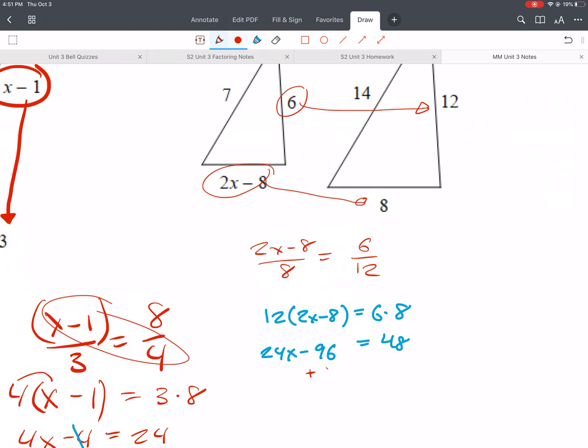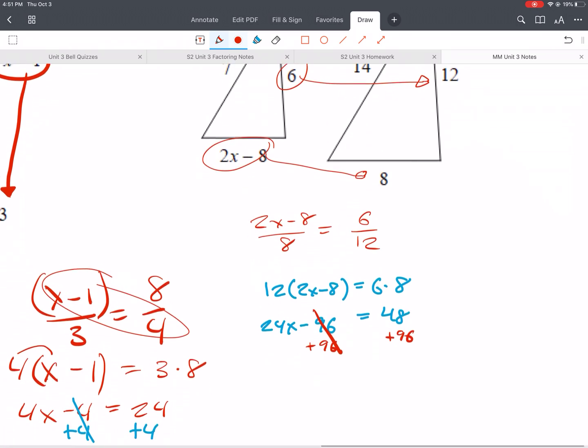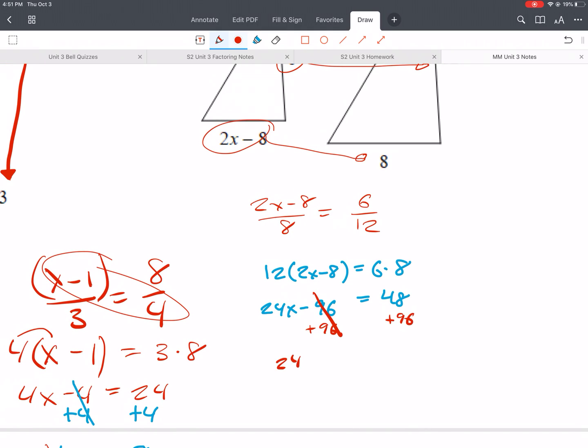We would need to add 96 to both sides. We would get 24x is equal to 96 plus 48 is 144. And then we can divide both sides by 24. You get x equals 6.